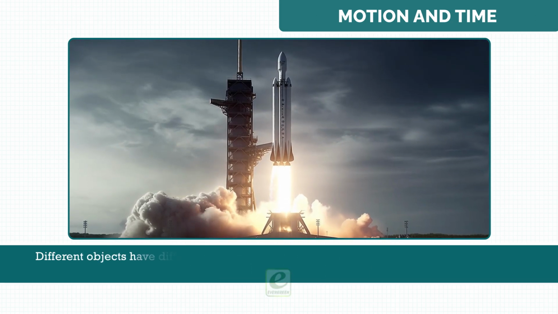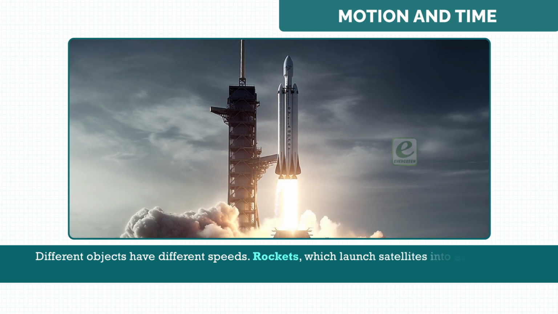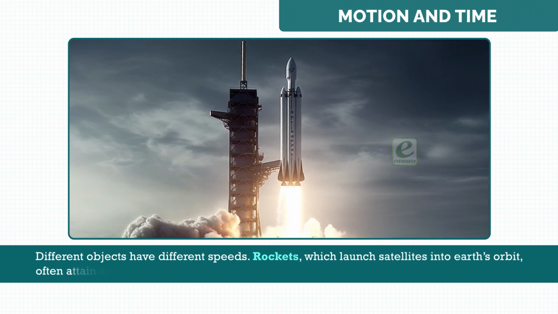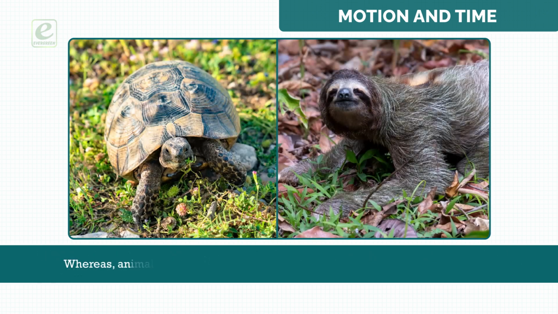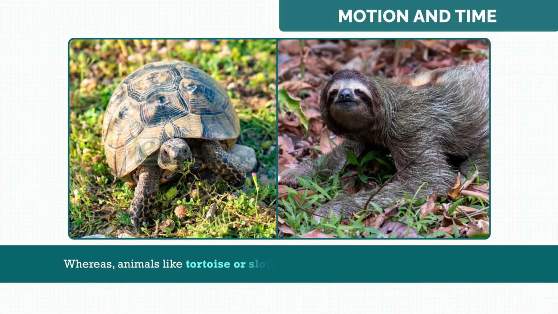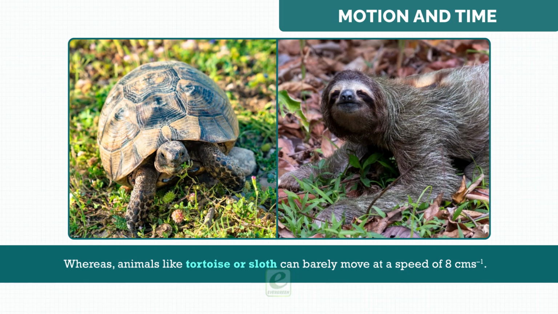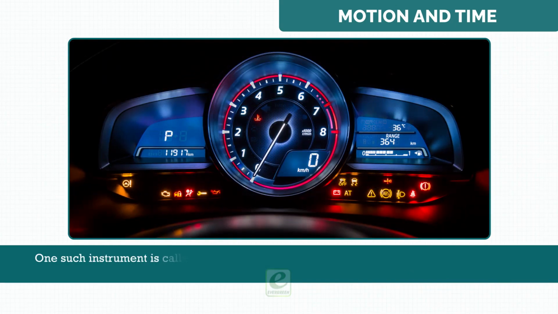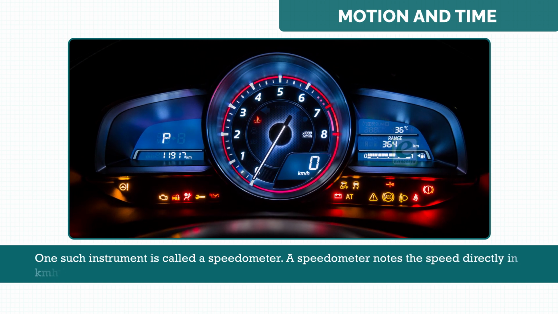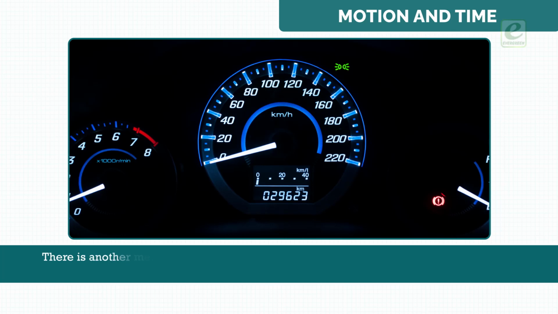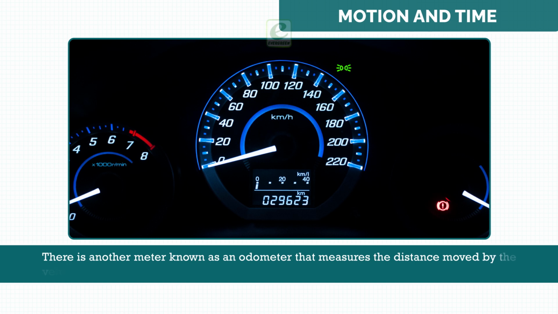Different objects have different speeds. Rockets, which launch satellites into Earth's orbit, often attain speeds up to 8 kilometers per second, whereas animals like the tortoise or sloth can barely move at the speed of 8 centimeters per second. One such instrument is called a speedometer. A speedometer notes the speed directly in kilometers per hour. There is another meter known as an odometer which measures the distance moved by the vehicle.